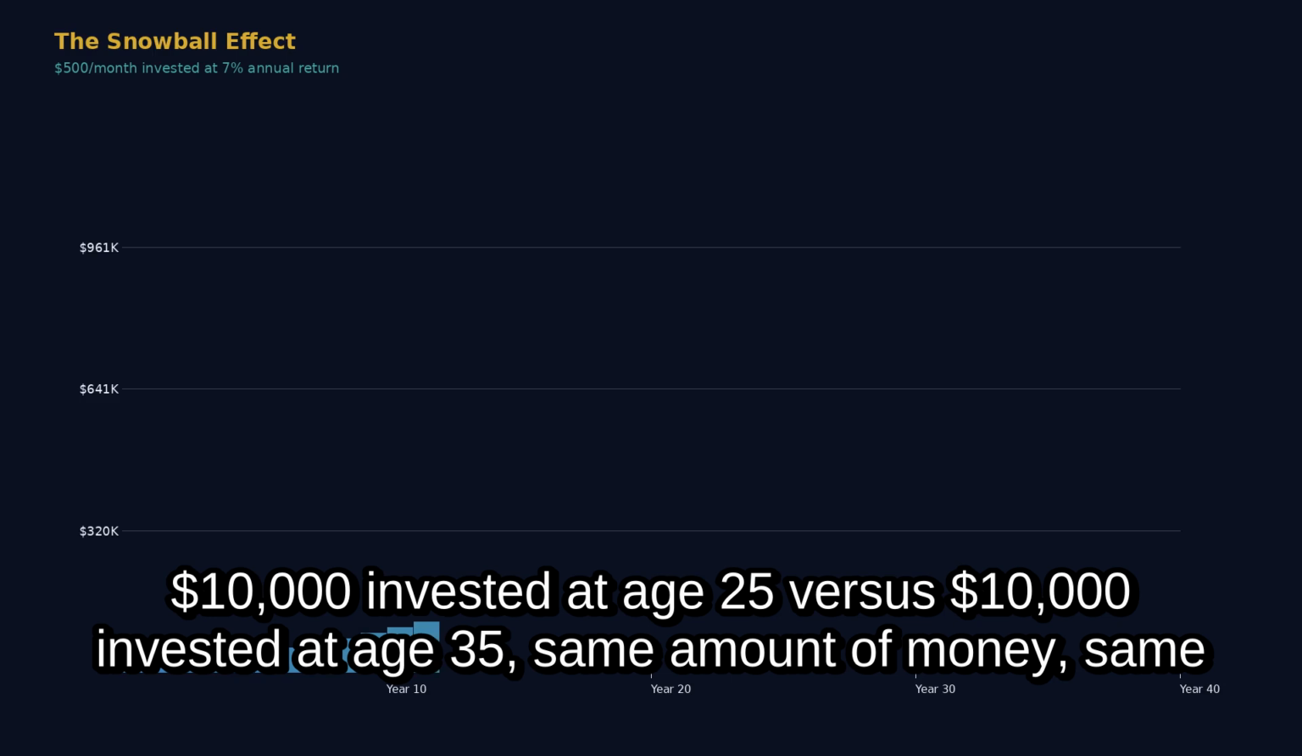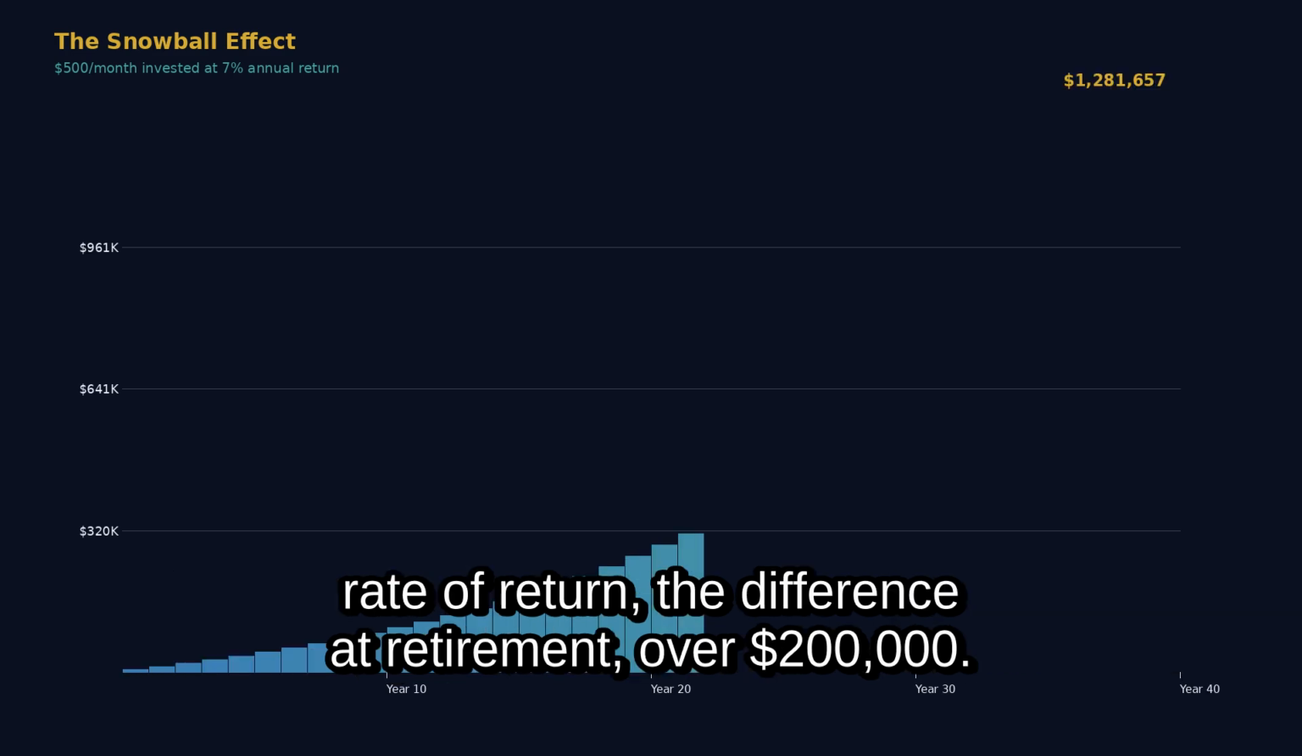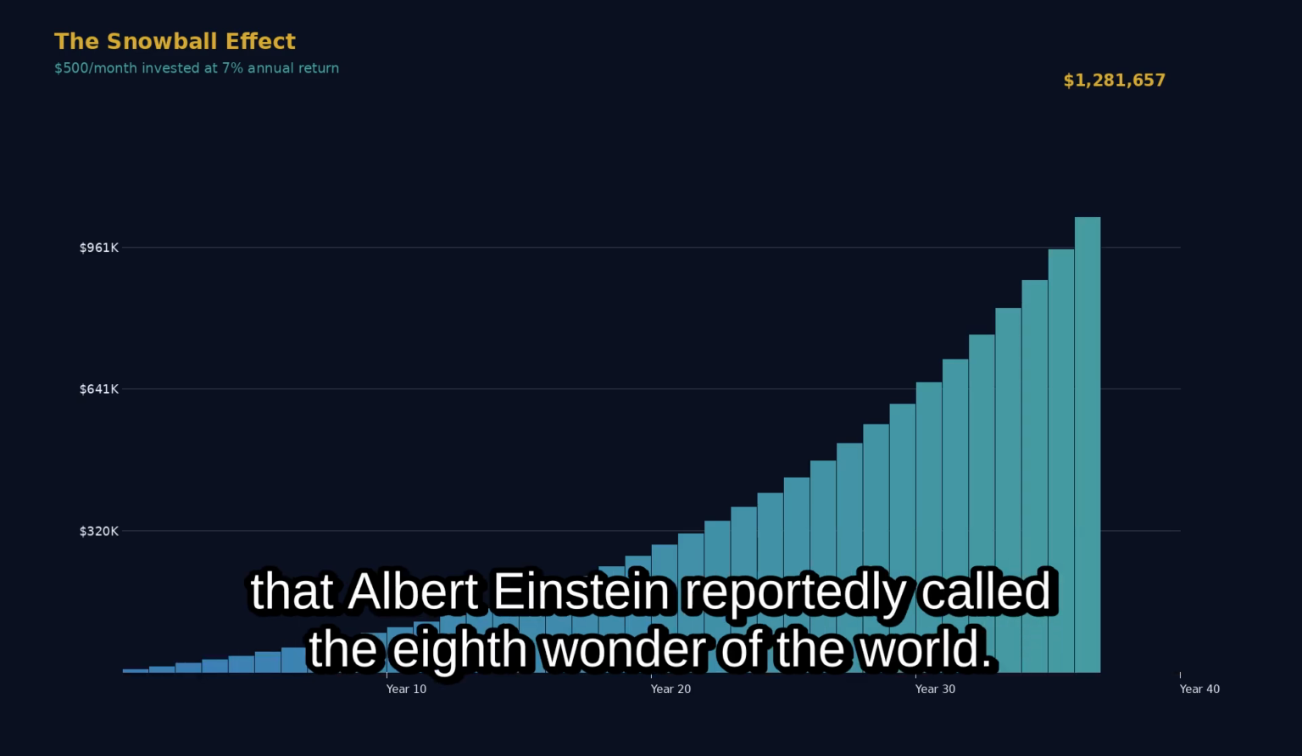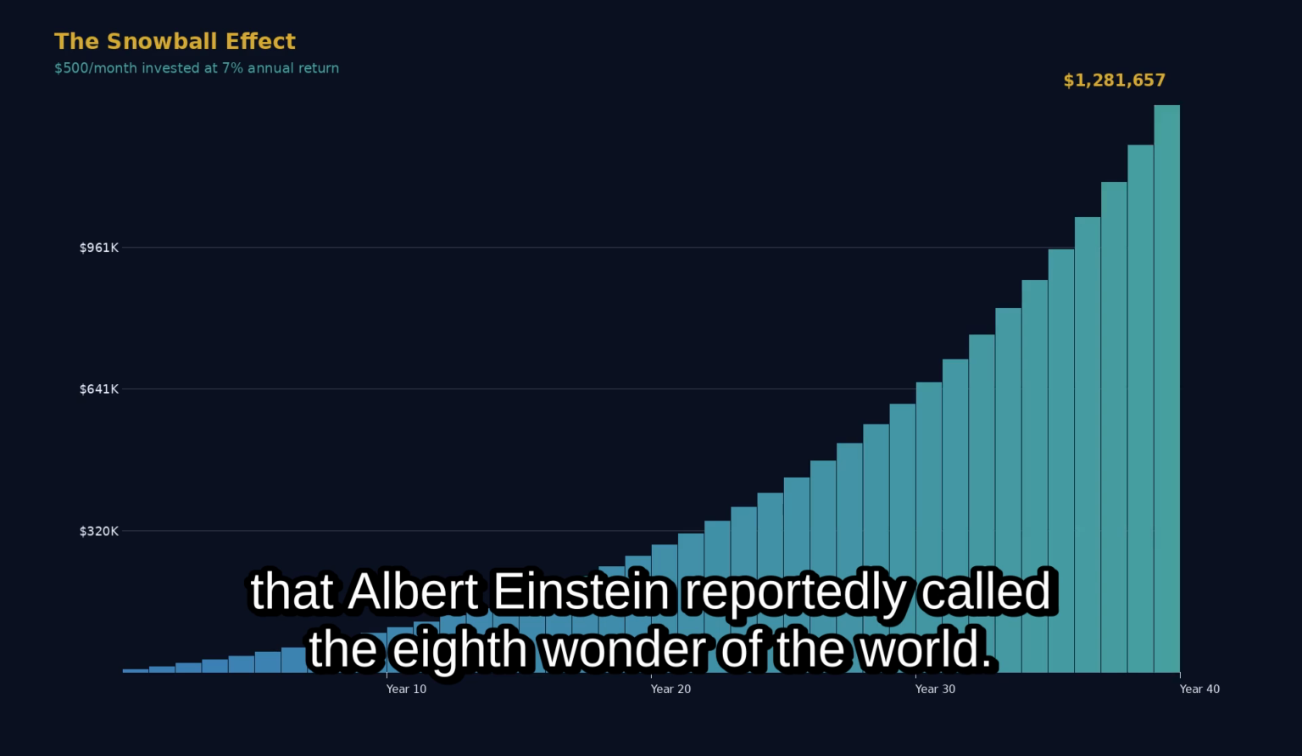$10,000 invested at age 25 versus $10,000 invested at age 35. Same amount of money, same rate of return. The difference at retirement? Over $200,000. Not because one person earned more or invested smarter, but because of a mathematical principle that Albert Einstein reportedly called the eighth wonder of the world.